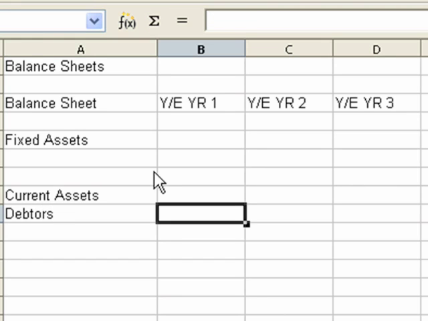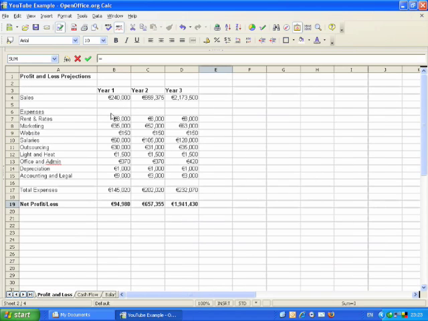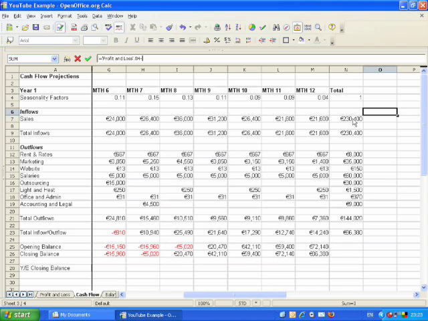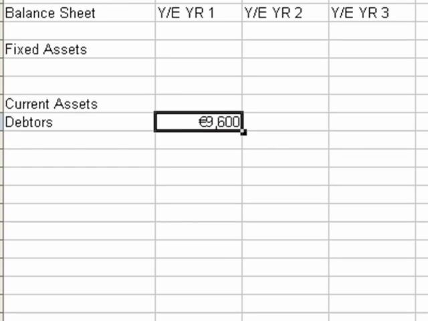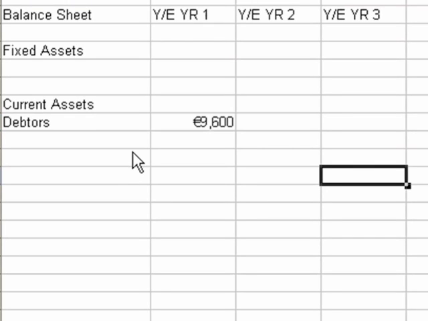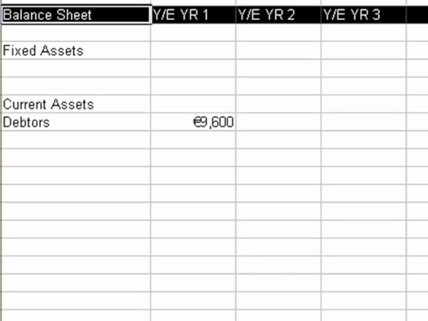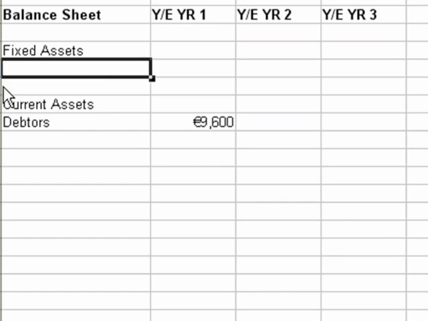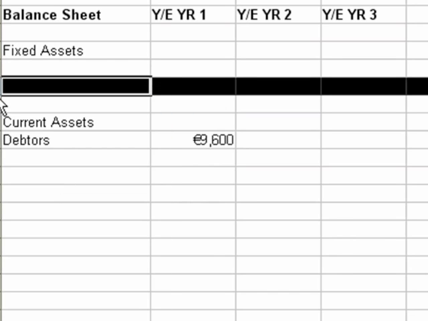Below fixed assets, we put current assets. These are things that we own or are owed to us that will be realized in less than a year. So remember, we staggered the month's payment, so we're 1 month behind in our cash flow with our sales. Month 12 is owed to us, and we list that as debtors. So we work out what month 12 would be, and we put that in our balance sheet as debtors.